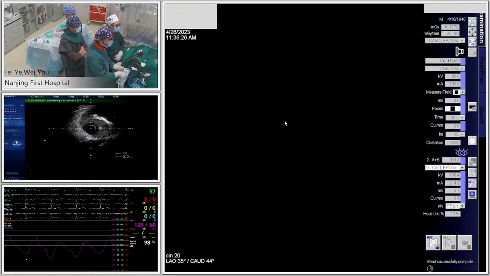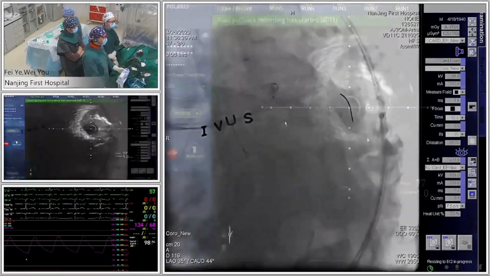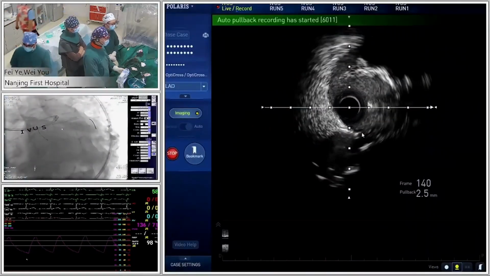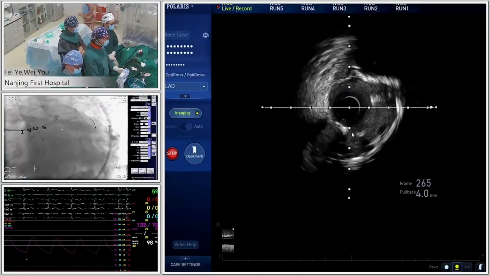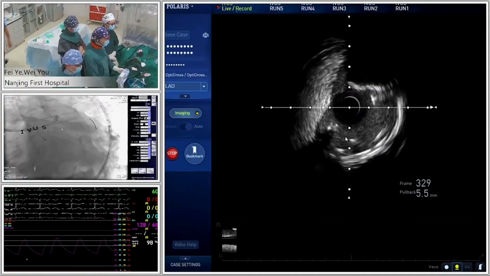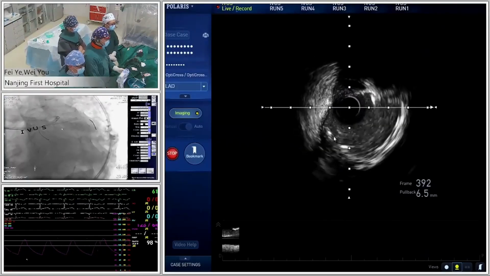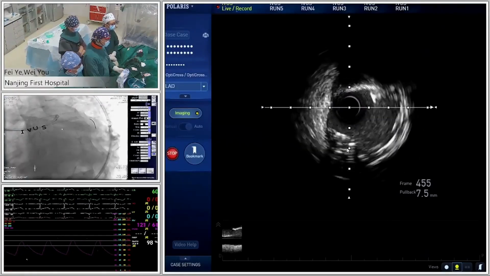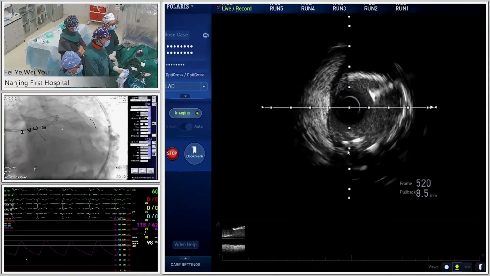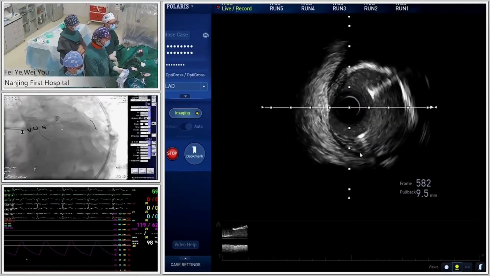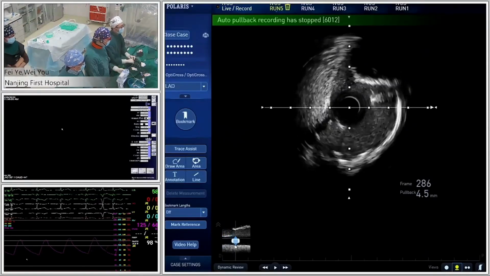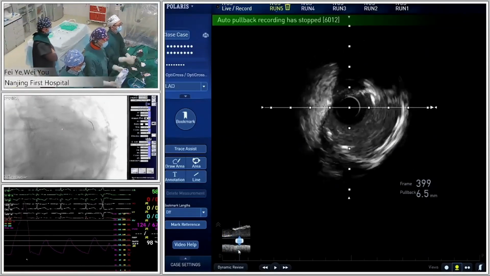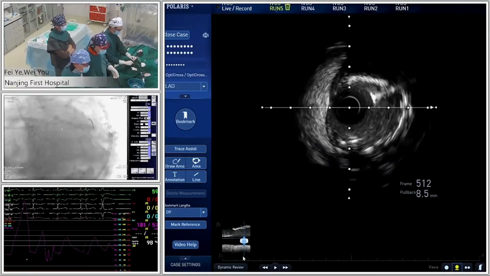Yes, go back. I will pull back. Okay. Here, this is the LAD and diagonal bifurcation. And here we can see the double layer. Fully crushed? Yes. Crush is good. Crush completely. I will stop. Fully crushed. After we got this kind of result, we can perform rewire.